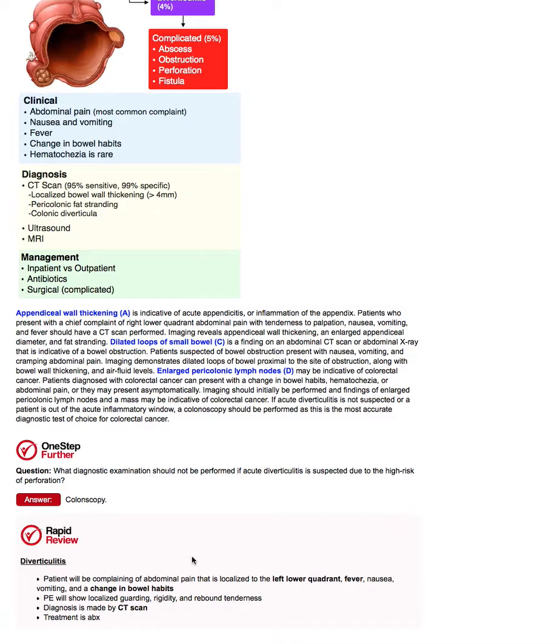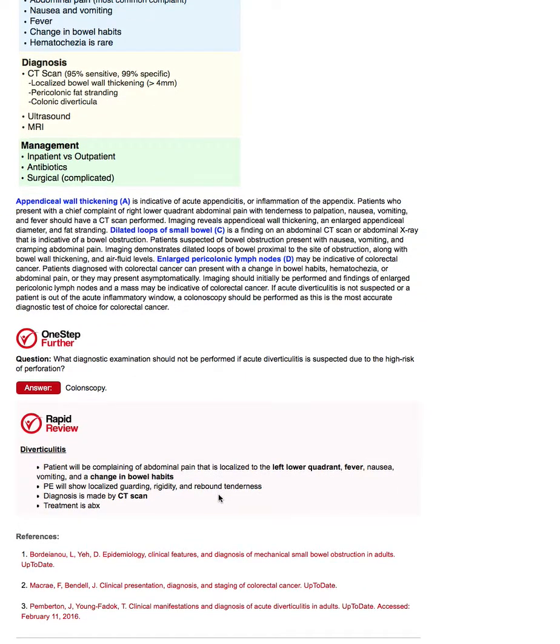You can have some, but if you have lower GI hemorrhage, that is typically going to be acute diverticulosis or AV malformation bleeding. On physical exam, patients will have guarding, possibly rigidity and rebound tenderness. They may have peritonitis, and the diagnosis is made by CAT scan, and treatment is always with antibiotics, and if it's complicated, then it will be surgical. For references, and that wraps it up, acute diverticulitis.